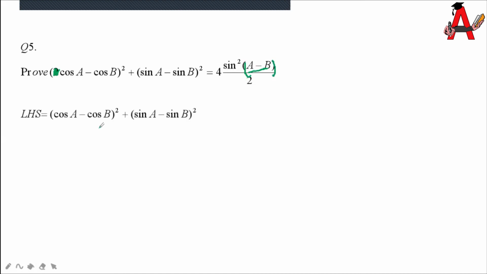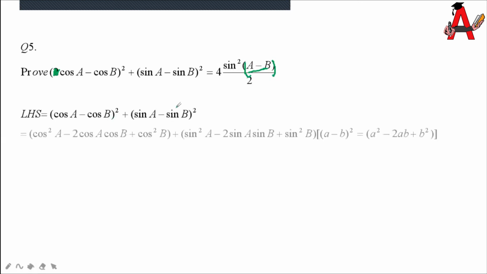Now let's start this question. We will take the LHS as cos A minus cos B the whole square plus sin A minus sin B the whole square, which can be written as, you know that A minus B the whole square is A square minus 2AB plus B square. We can write it as cos square A minus 2 cos A cos B plus cos square B. Similarly, I can write sin square A minus 2 sin A sin B plus sin square B.